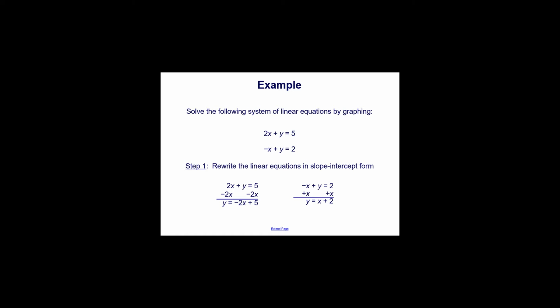In the first equation, 2x plus y equals 5, we can subtract 2x from both sides to get y equals negative 2x plus 5. And in negative x plus y equals 2, we can add x to both sides to get y equals x plus 2.